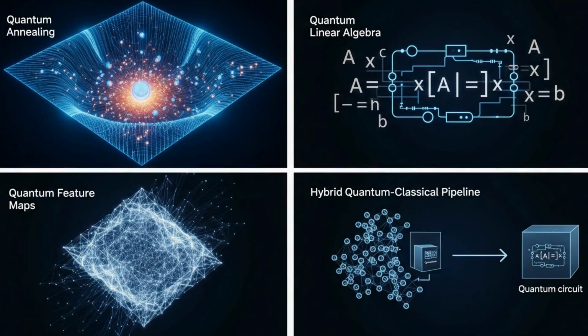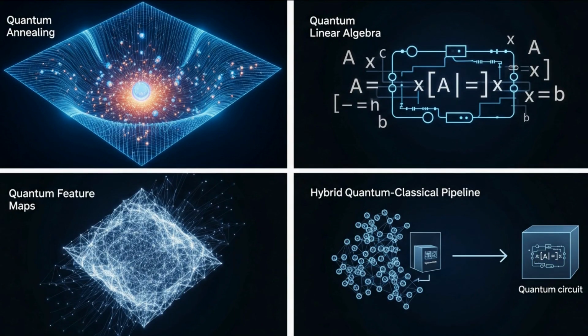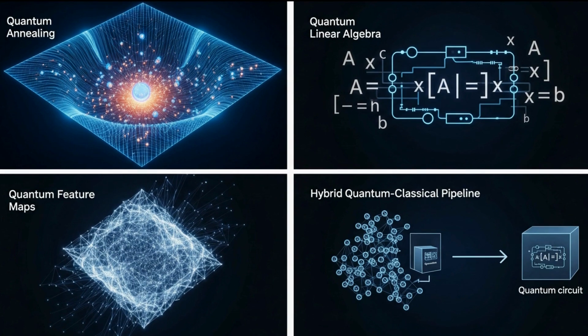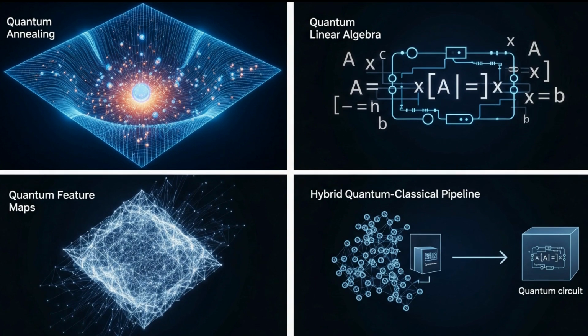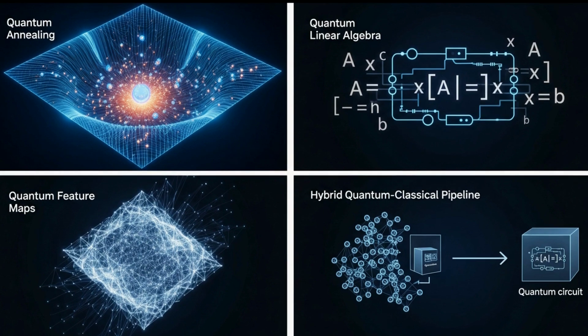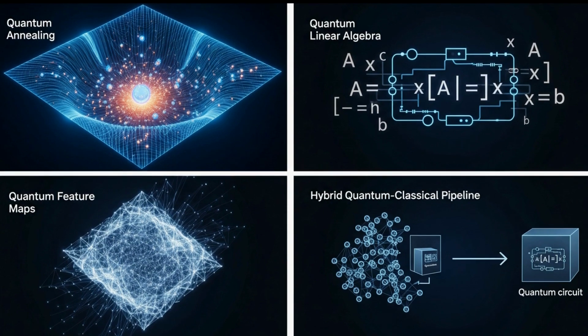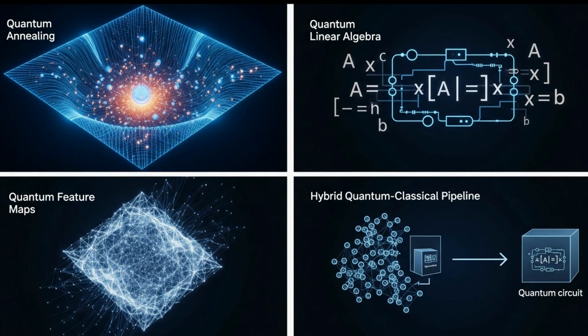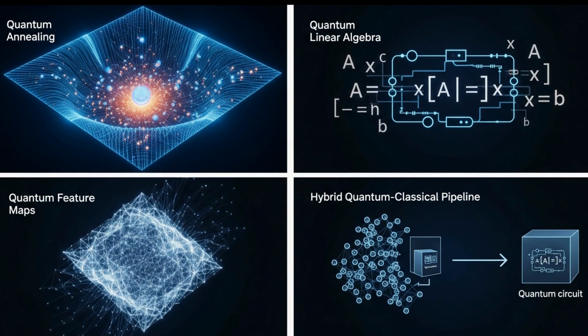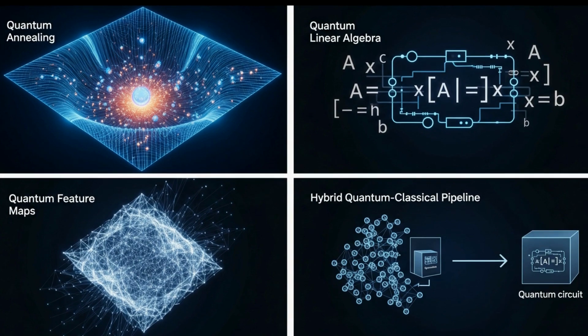Now the key question: how can quantum computing help AI? There are a few major pathways. 1. Quantum-enhanced optimization. Many ML problems boil down to optimization, and quantum annealers, or variational quantum algorithms, can explore complex landscapes differently. 2. Quantum linear algebra. Algorithms like HHL propose exponential speedups for solving linear systems, which is central to regression, kernel methods, and parts of deep learning. 3. Quantum feature spaces.